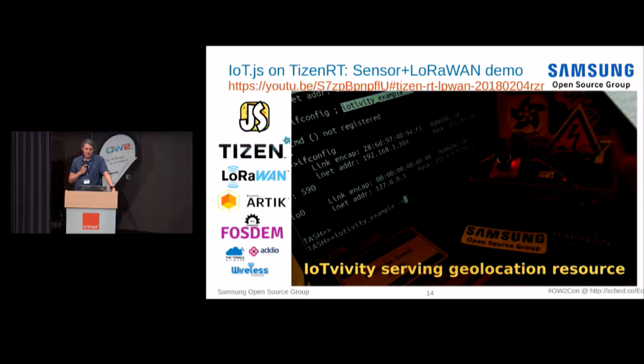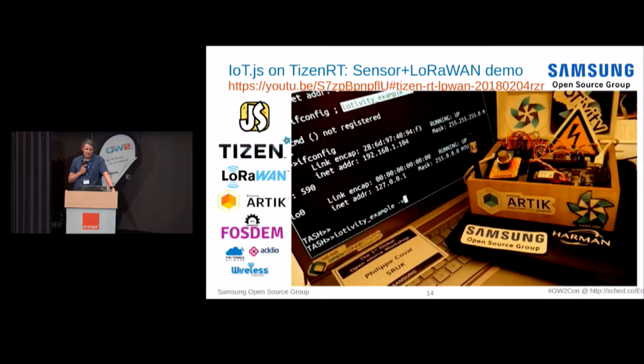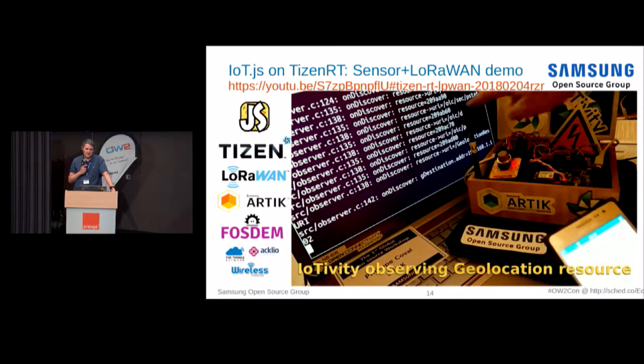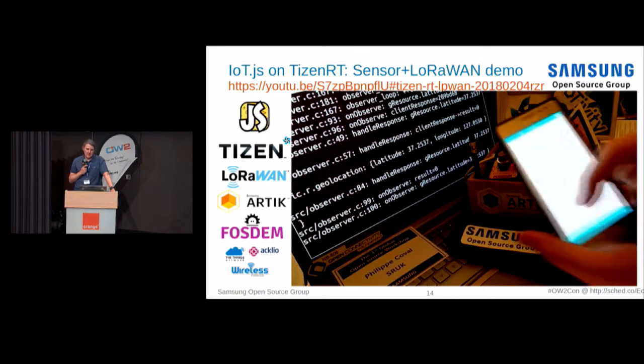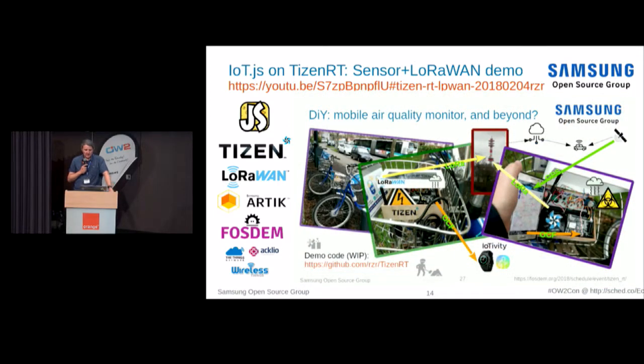The server is running on the phone, and you'll see the client running on the development board. It's running on Tizen RT, and so you have the discovery of the resource, and then the value is updated. So we can move forward then.